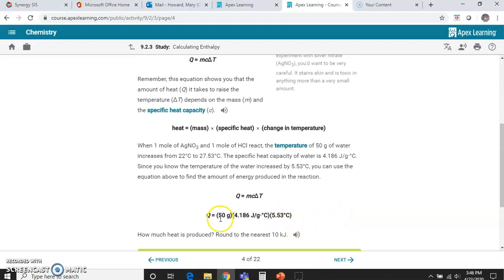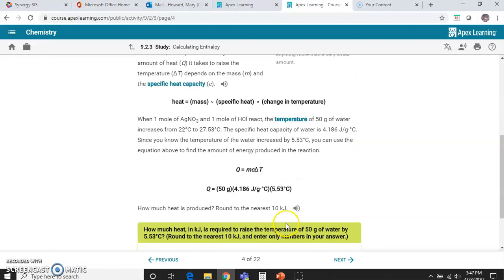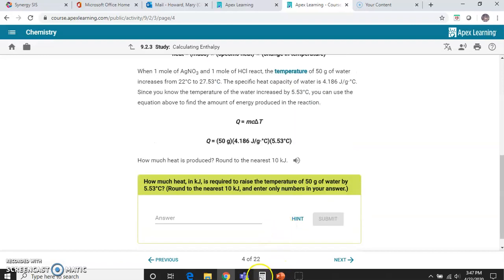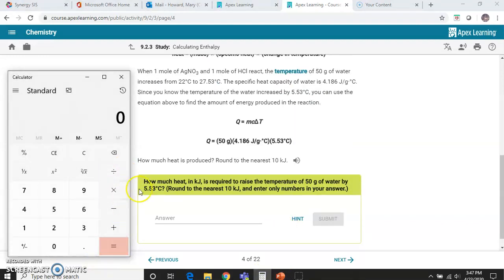So we're going to plug all those numbers in. 50 was the mass, 50 grams. The C is 4.186, the specific heat capacity they gave us. And then 5.53, the difference between the two temperatures after subtracting. Oh goodness, now we've got to plug it in. Let's pull up our calculator. I have 50 grams times 4.186 times 5.53.